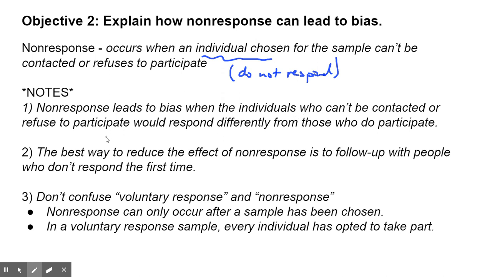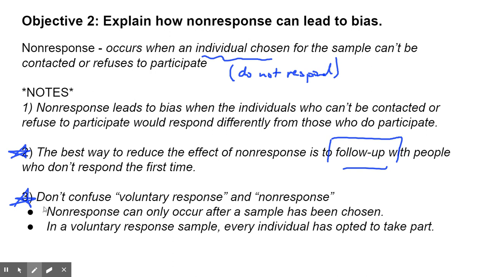All right. And then the best way to reduce the effect of non-response is to follow up with people, right? So say you do a mail-in survey, through the mail, and they don't respond, then give them a call, right? Or better yet, go to their house and have one on paper and watch them do it themselves. Okay. So again, don't confuse voluntary response with non-response.